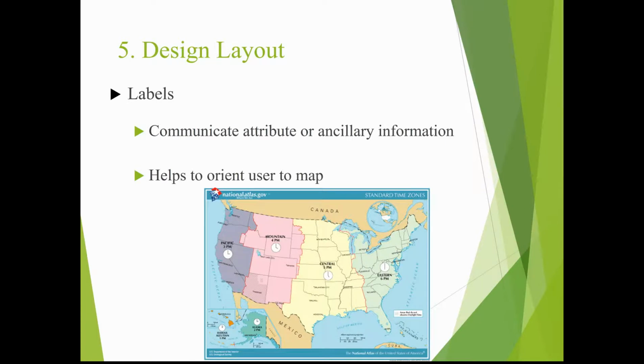Labels communicate attribute or ancillary information directly on the map body and related to map features on the map body. The purpose of the label is to identify features on the map and help users to orient themselves to the information being displayed on the map. Labels should be placed at locations that allow the map reader to easily associate the label with the feature it is labeling, and it should be reasonable in size.